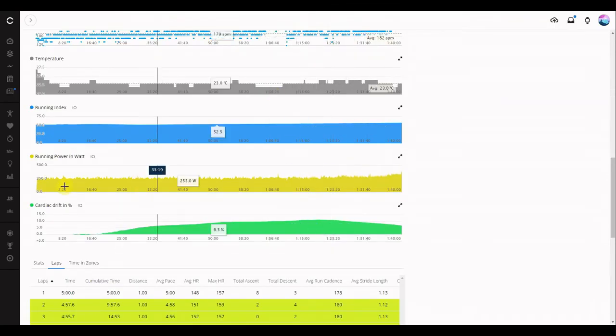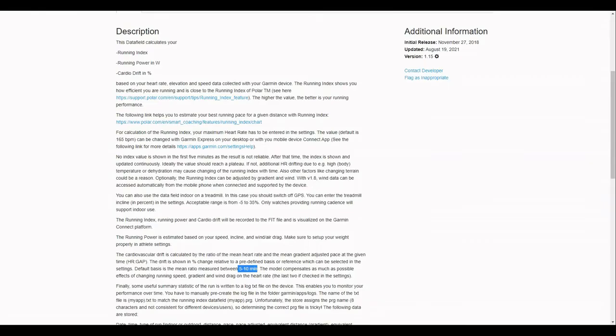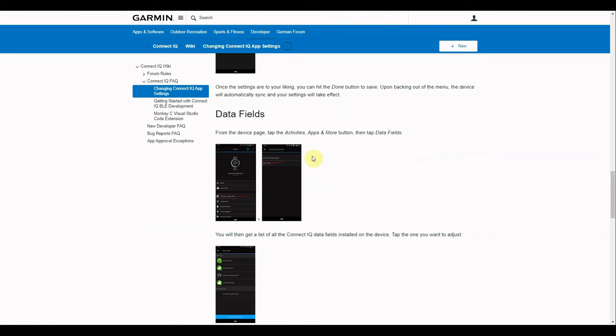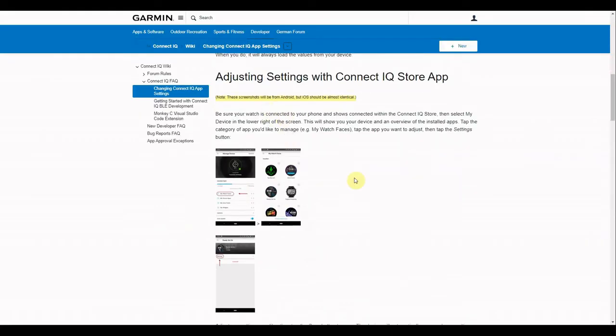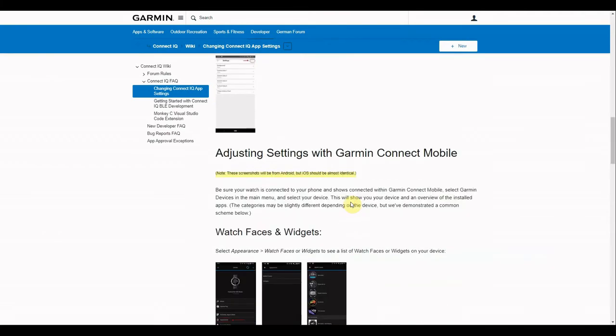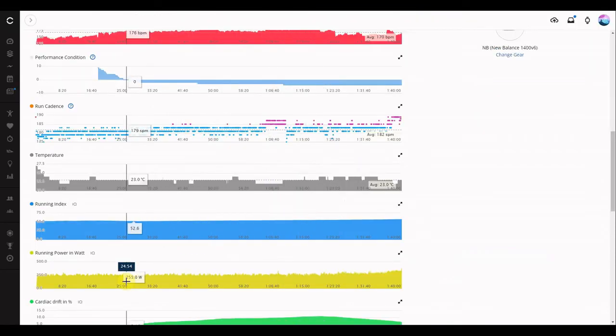So I downloaded this, and as you can see here, it's computed indeed, and you can see that the drift was higher than 5% in my half marathon. So how do you change the settings? They explain here. I will put the link in the description. Myself, I did it via the phone, so I cannot show you right now.